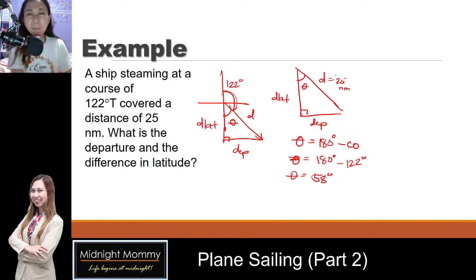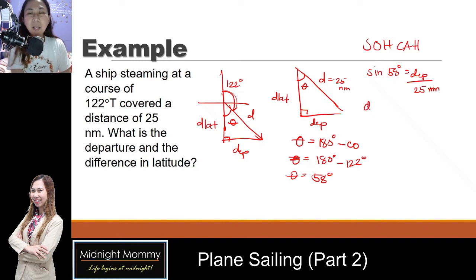So, again, balik tayo sa sine at cosine. So, dun muna tayo sa sine. So, sine nung angle natin na 58 degrees is equal to the opposite side. So, ang opposite side niya is yung departure divided by yung hypotenuse which is 25 nautical miles. So, ito yung D.